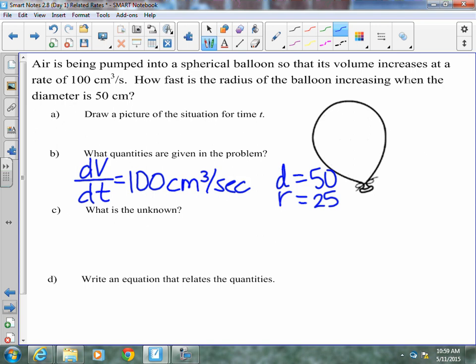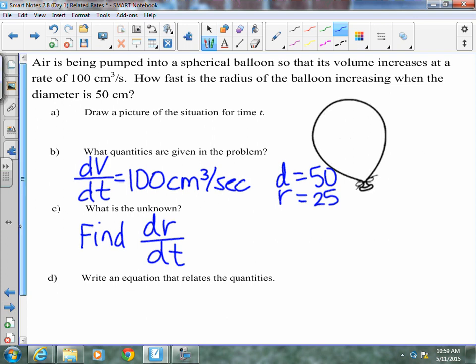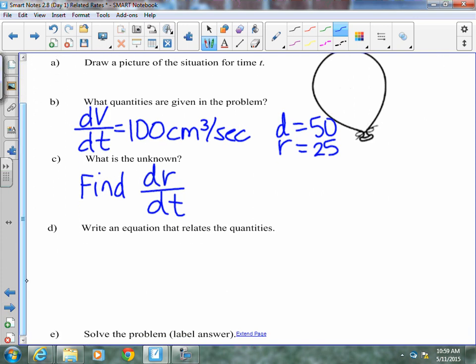So they want to know how fast is the radius of the balloon increasing when the diameter is 50. They want to know how the radius is changing, so they want us to find dr/dt, the rate of change of the radius with respect to time. So, what's our equation for volume of a sphere? Well, volume of a sphere is found by 4/3 pi r cubed.